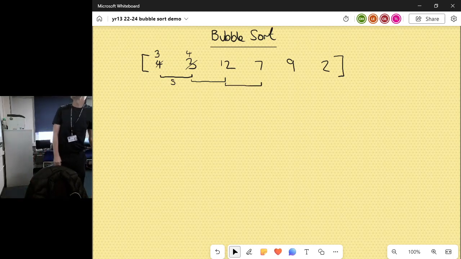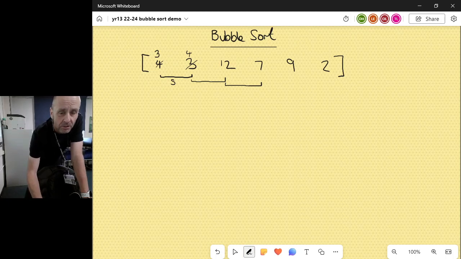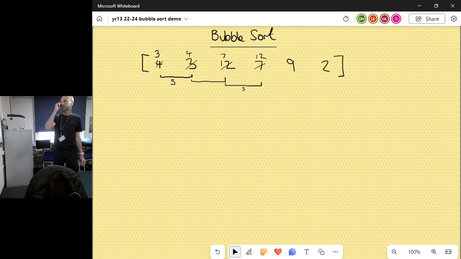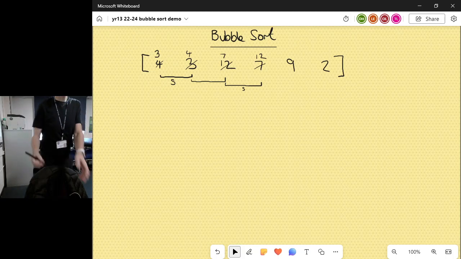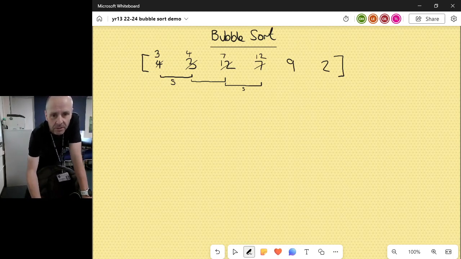12 and 7. So 12 and 7, they're not in the right relative order, so they need to swap. So 12 needs crossing out, and we put the 7 there. 7 needs crossing out, and we put the 12. And I'm going to indicate that I swapped. So I'm going to put an S. Just say I swapped. Move on to the next pair. So that's going to be 12 and 9.